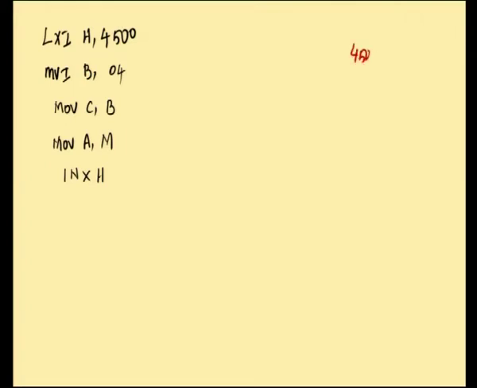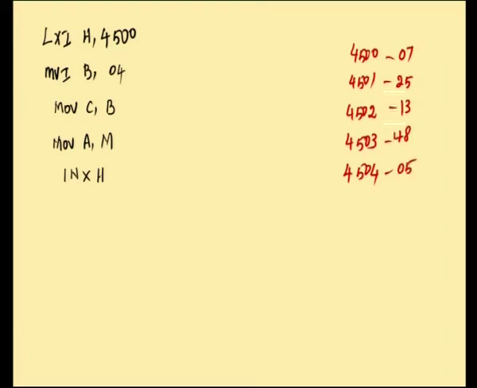I have locations 4500, 4501, 4502, 4503, 4504. In each I have data as 07, 25, 13, 18, 05, right. I have increased the location, INX H. So, now I am at 25. So, what I have to do? One of the data is in the accumulator, another data in memory. So, compare the accumulator with memory. So, the memory data is compared with the accumulator.